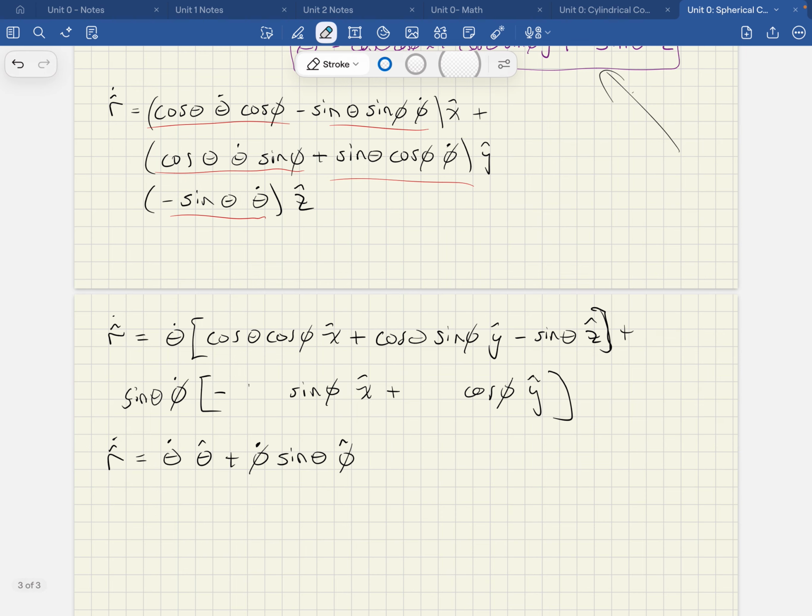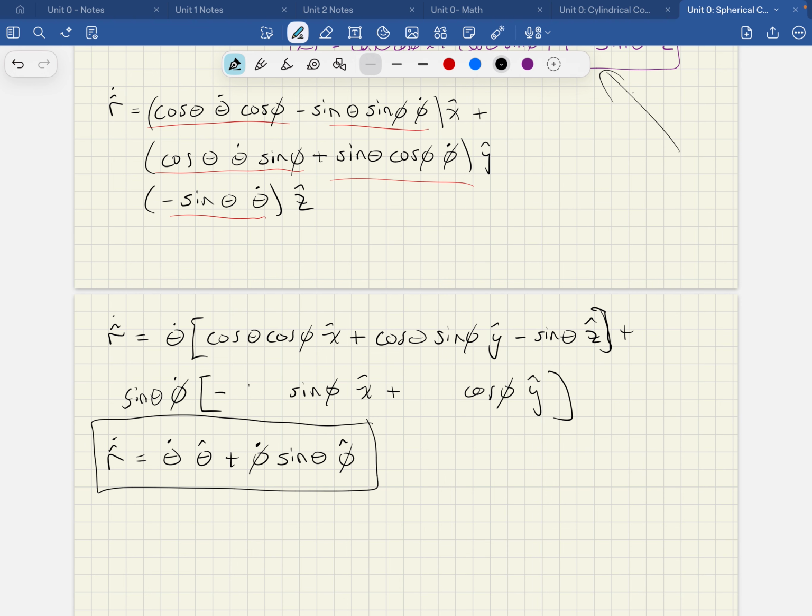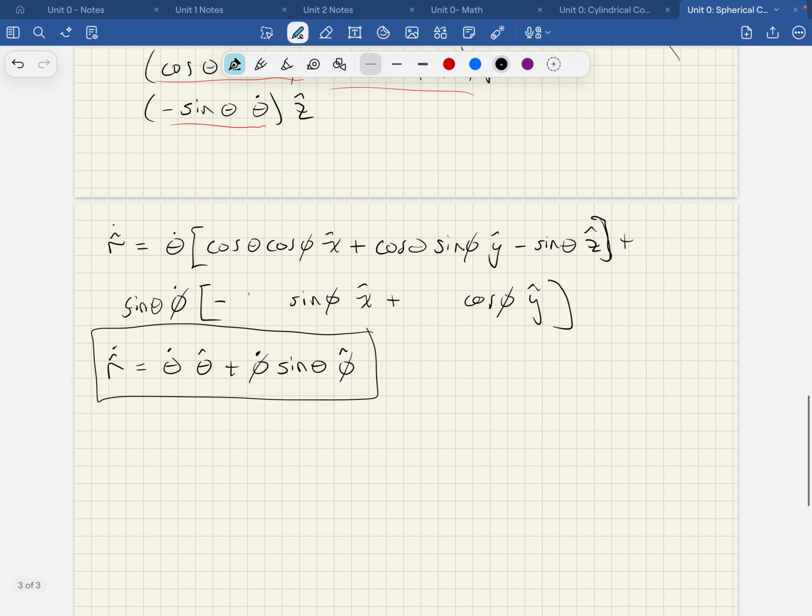So let's put a box around this. Looks important. This is r hat dot. That is how r hat changes with time. And r hat will change if and only if either theta or phi are changing. Okay, so that seems okay.